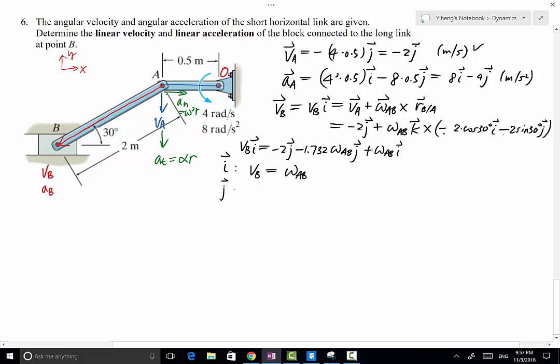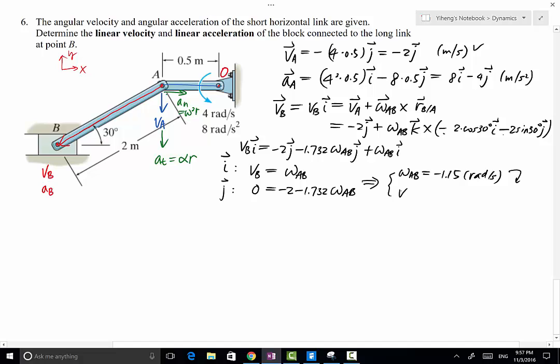And then along the J direction, we will have on the left hand side 0. On the right hand side, the components will be negative 2 minus 1.732 omega AB. So from here, we can solve for omega AB first from the second equation, and that equals negative 1.15 radian per second. Negative sign shows that the rotation is clockwise.